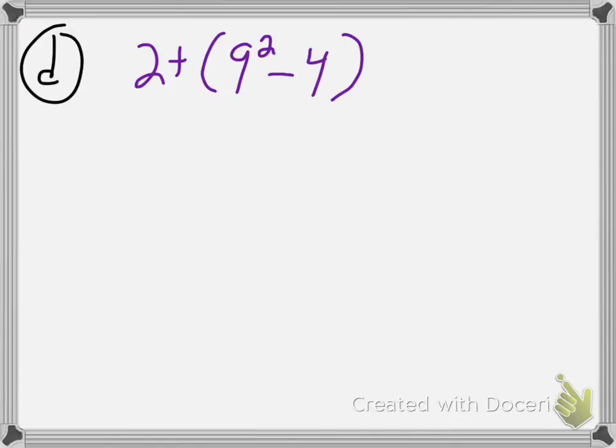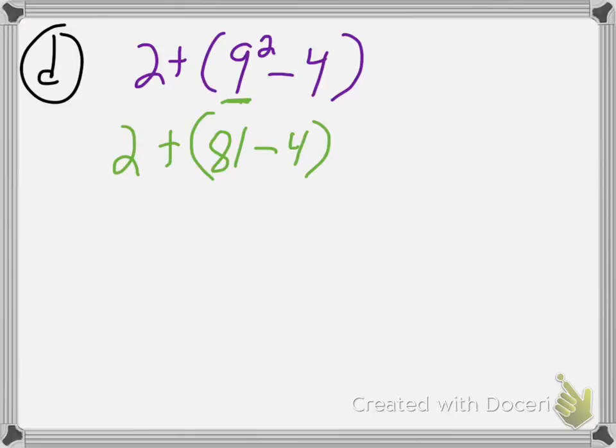Now, once you're inside parentheses, you still need to follow order of operations, meaning what's the most important or most powerful operation inside the parentheses? The 9 squared, our exponent. So I need to do that first inside the parentheses. So if I think 9 squared, that's 9 times 9, which is 81. I'm going to bring everything else down now. My minus 4, my parentheses are still there, my plus 2 on the outside.